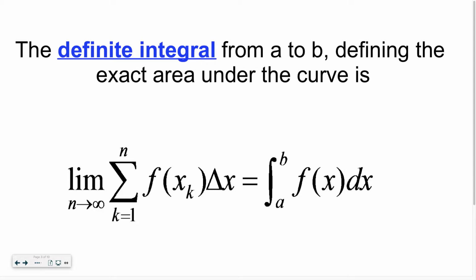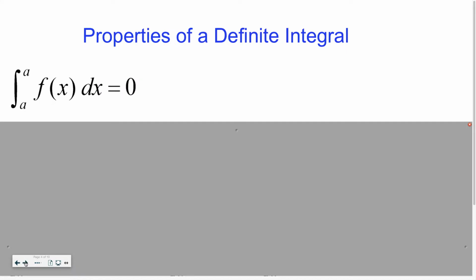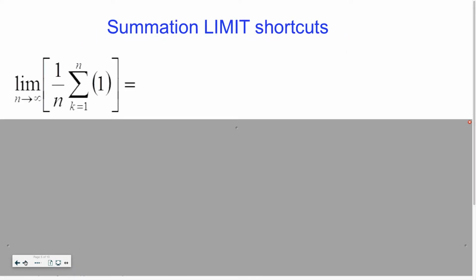So we are going to go through 4 different scenarios that are going to pop up in our Riemann sums. Scenario number 1. The limit of the sum, where we have 1 over n, the constant taken out, and we're summing up 1 inside.